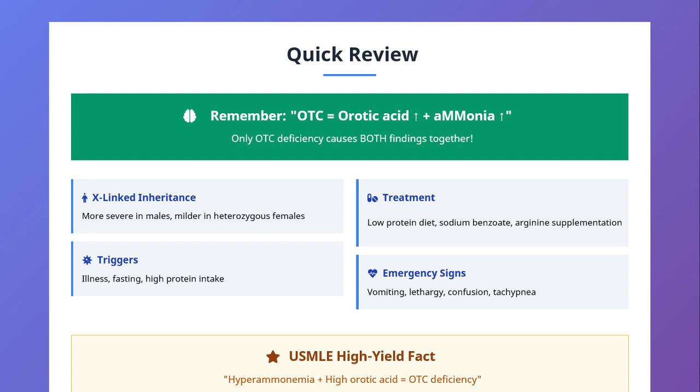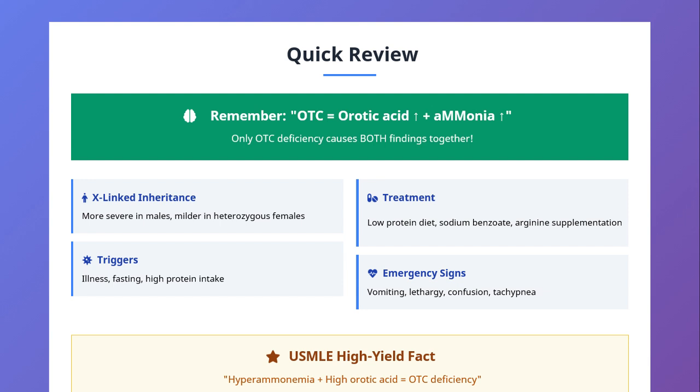Management includes restricting dietary protein to reduce nitrogen load, administering ammonia-scavenging agents such as sodium benzoate, and supplementing with arginine to help drive the cycle forward. In severe cases, hemodialysis may be necessary to rapidly reduce ammonia levels.